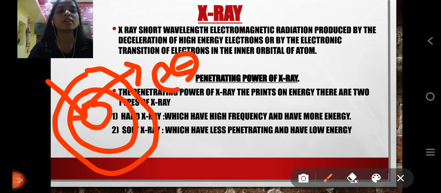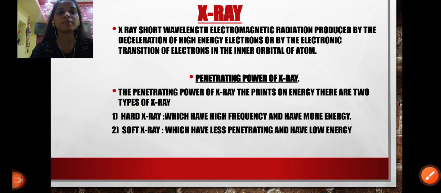There are different penetration powers of X-ray: hard X-ray and soft X-ray. The hard X-ray has high frequency and more energy, and soft X-ray has less penetration power and low energy.